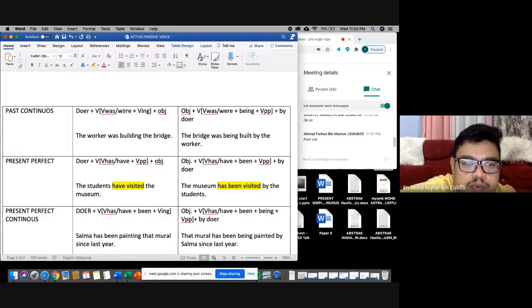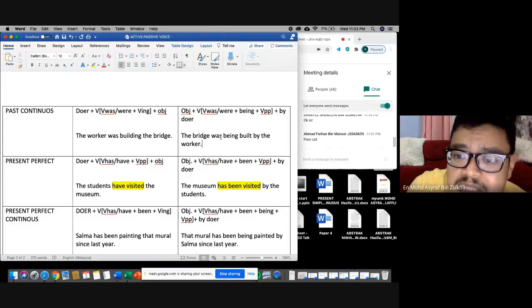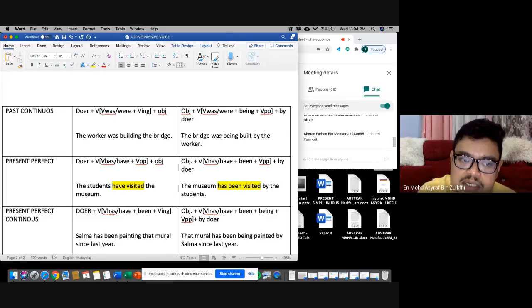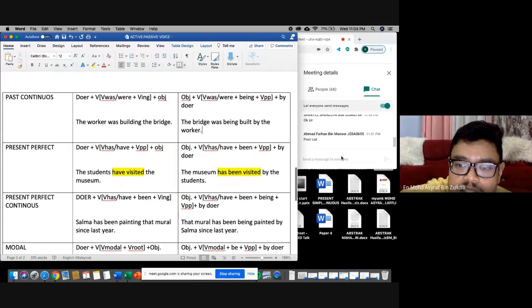Okay, now past continuous. Okay, so doer, was or were, with ing. The worker was building the bridge. Now for past continuous, it is the same as present continuous. The difference is instead of using am, is, or are, you use was or were. Was or were is the past tense for the verb to be. The worker was building the bridge. The bridge was being built by the worker. So for passive voice, it is very important for you to know the past participle of the verb, right? A lot of verbs you need to know the past participle form of. Okay, so the same, right? The same.